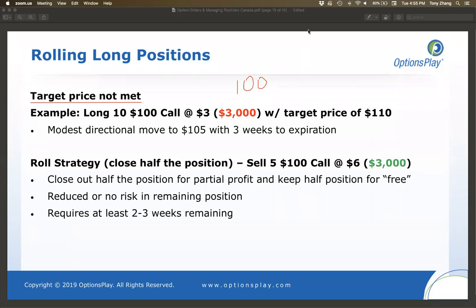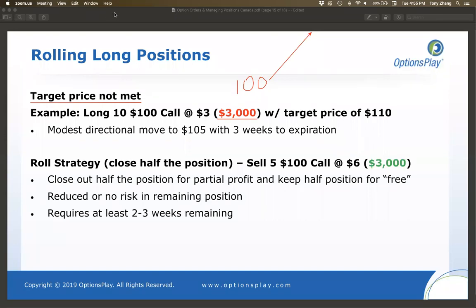As a result, I bought 10 contracts of the 100 strike calls, so the at-the-money calls. And let's say I paid $3 for those calls. So this whole trade cost me $3,000, because 10 contracts times $3 a contract is $3,000, and I have a target price of 110.